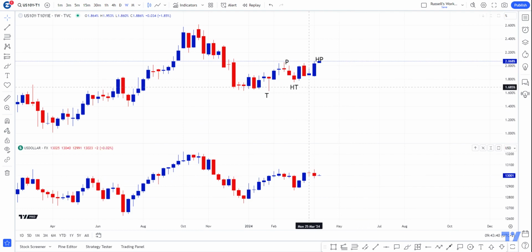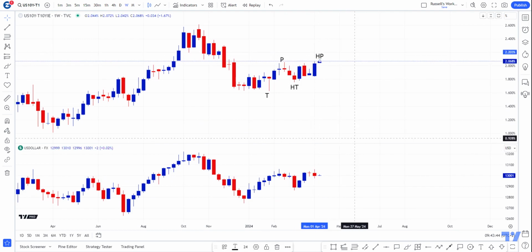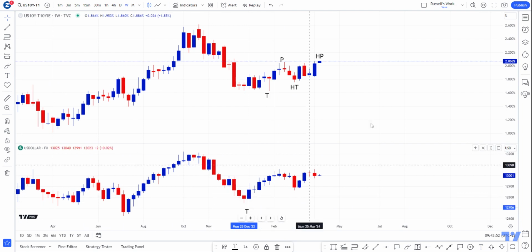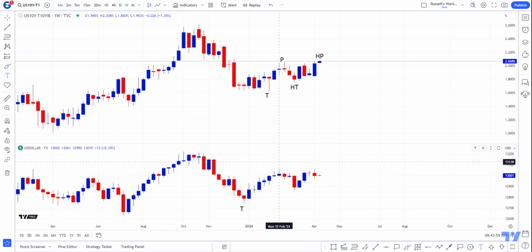And let's just go ahead and put in the peaks and troughs, I beg your pardon, for the US dollar. So we can put in a reference trough over here. And let's just put in the reference peak right over there. And the higher trough right here.